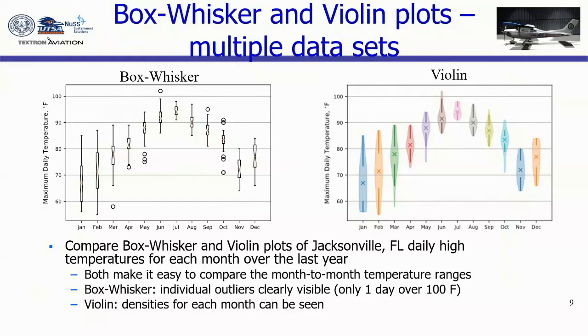And the violin plots, you can see months where you can get just any temperature any day, which is almost a uniform distribution, or where it's a really small distribution of hot temperatures, that kind of thing. So individual outliers, you can see them on box whisker. The densities you can see on the violin plots.